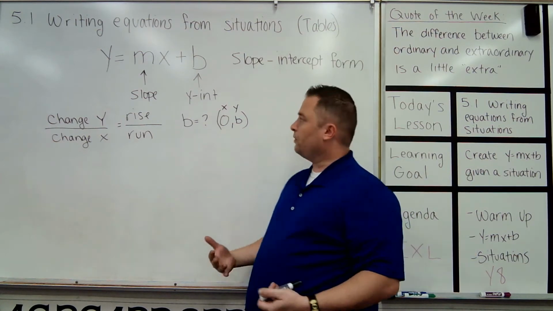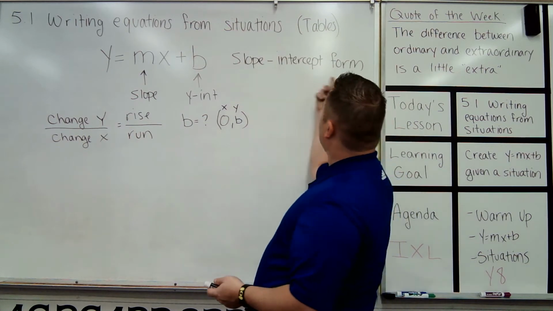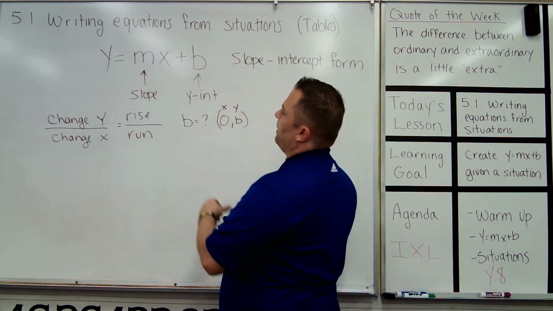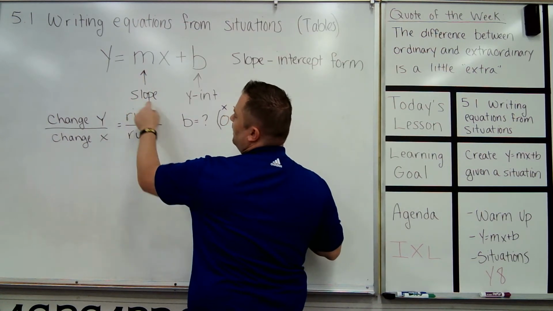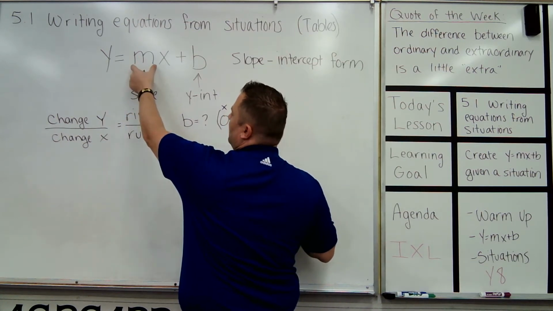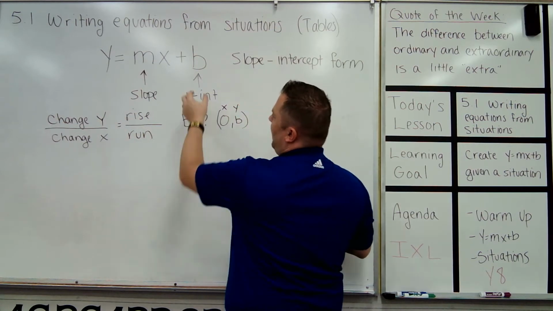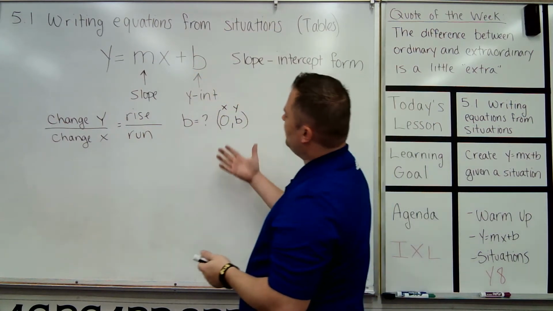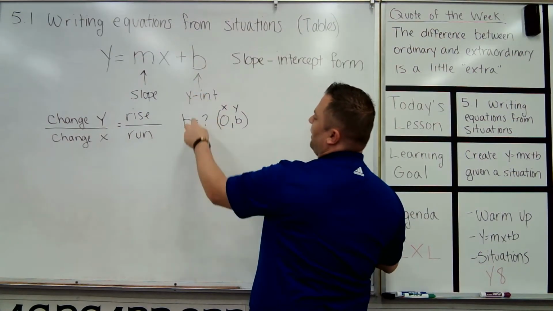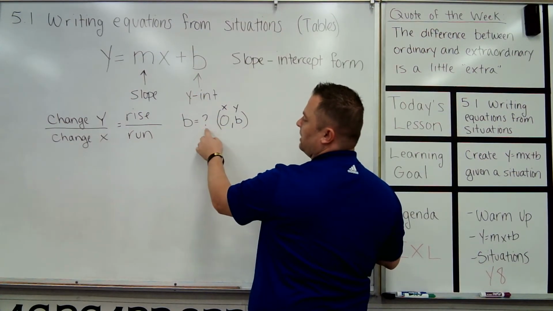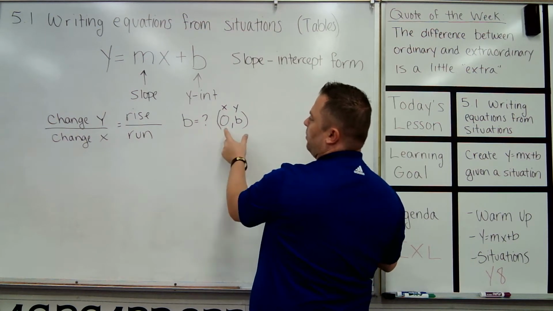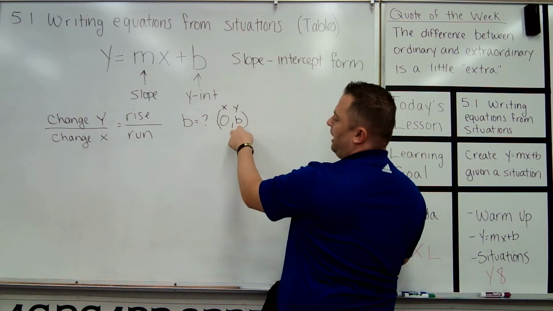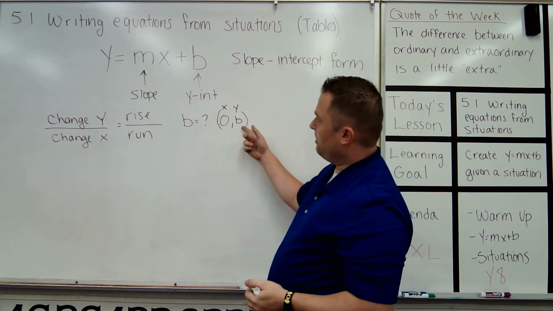Just a little bit of review. The slope-intercept form takes this general stance, y equals mx plus b, where the m stands for the slope. It's the letter that represents slope, and the b represents the y-intercept. If we're talking about a y-intercept, it could show up as b equals some number, or 0 comma b, meaning this is some coordinate where x is 0 and y is some number, and that number will be the letter b.